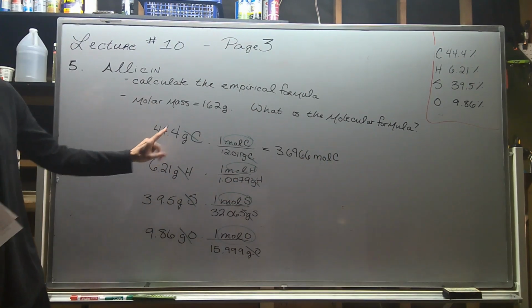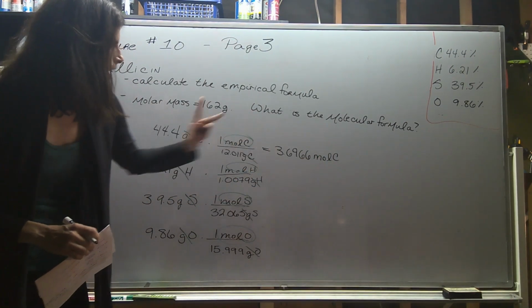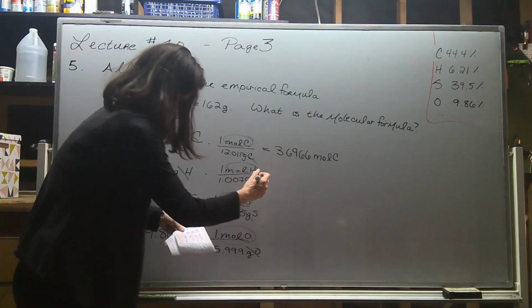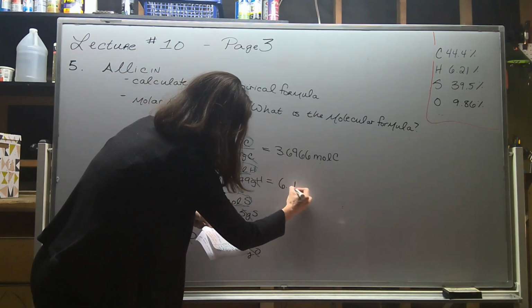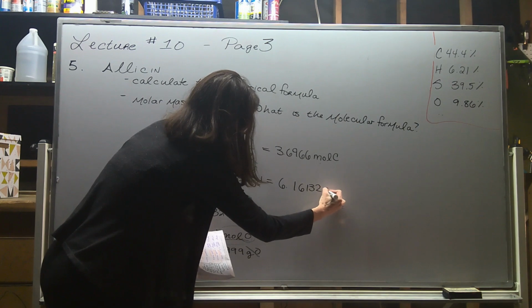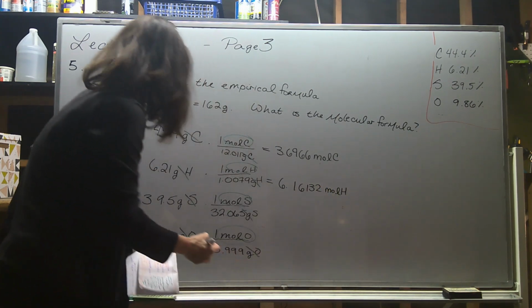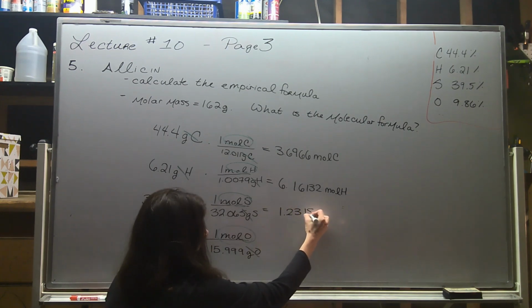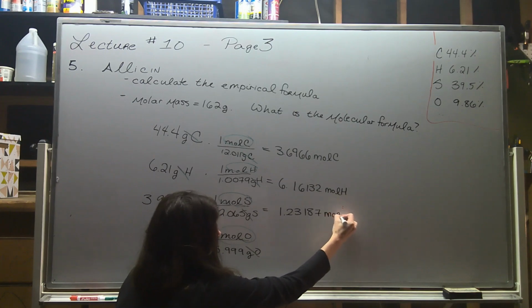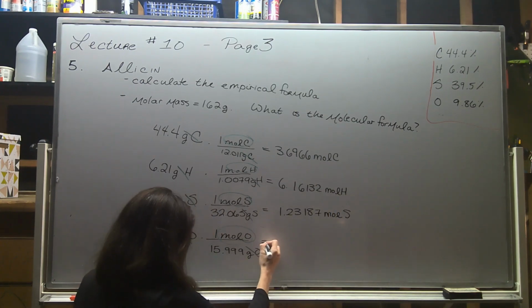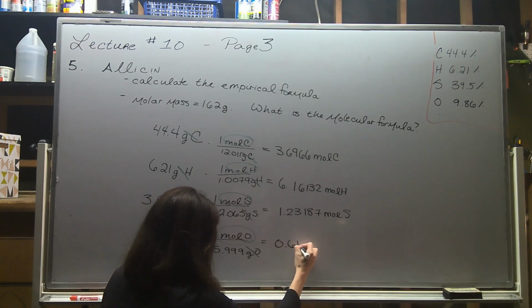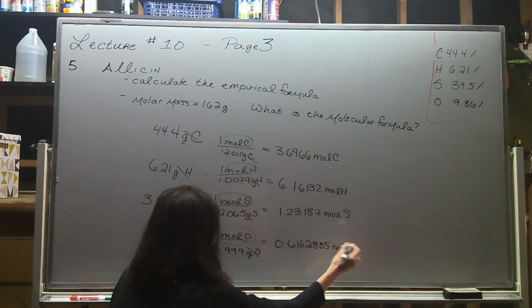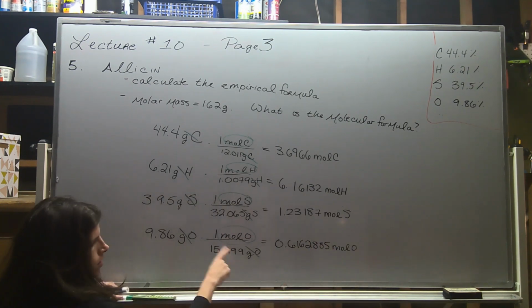So I took 44.4 and divided by 12.011. I got 3.696. Now we're going to do 6.21 divided by 1.0079. 6.16132 moles of hydrogen. For sulfur, I got 1.23187 moles of sulfur. And for oxygen, 0.6162885. Definitely the smallest one of the group, the oxygen down here.